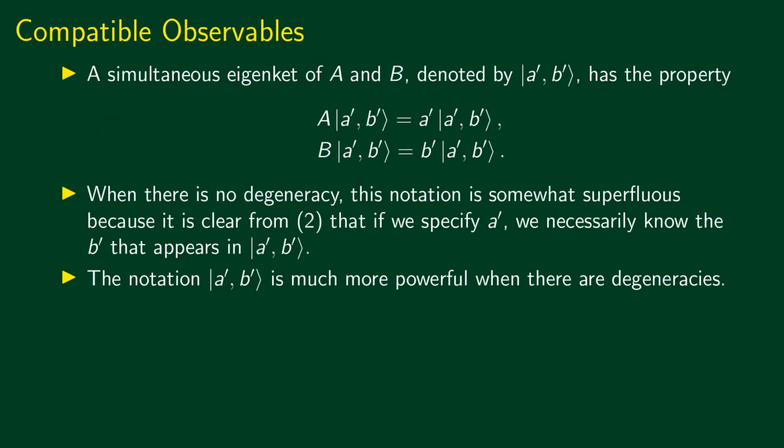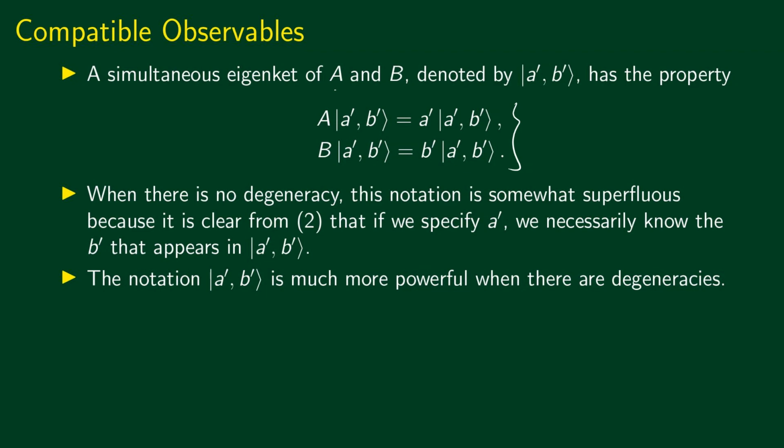A simultaneous eigenket of A and B, denoted by ket a prime b prime, has the property that A acting on ket a prime b prime is a prime multiplied by ket a prime b prime, and B acting on ket a prime b prime is equal to b prime multiplied by ket a prime b prime. I think we have already seen this. Now if there is no degeneracy, if there's always only one eigenket corresponding to every eigenvalue, then we don't have any particular advantage to labeling the states like this.